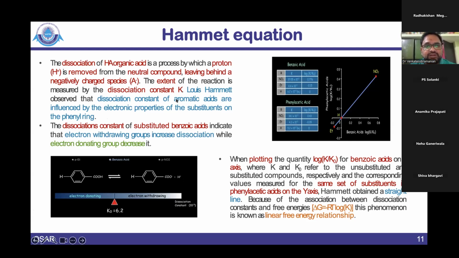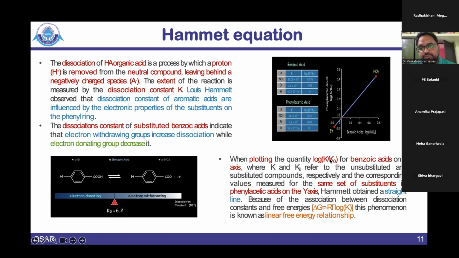And what Louis Hammett did is that he correlated the dissociation constant of aromatic acids with the electronic properties of the substituents on the phenyl ring. So basically, when I attach a phenyl ring here, this is a benzoic acid, and then if I attach an electron donating or electron withdrawing group, they influence the acidity or the pKa values differently. Okay, so what he tried to do is quantify that. So that is what we call the Hammett equation.